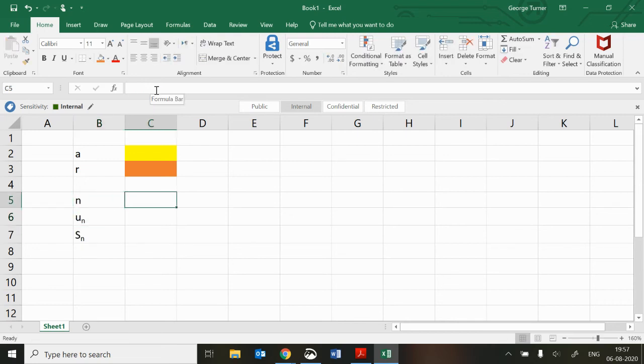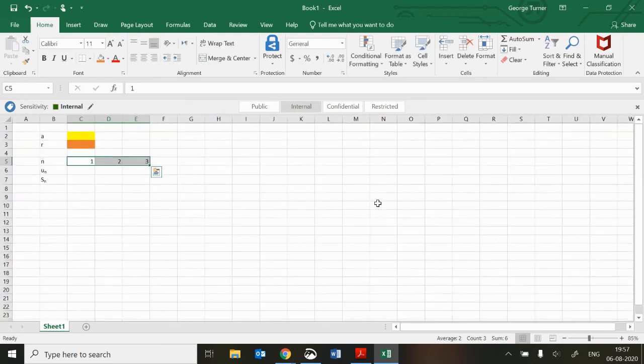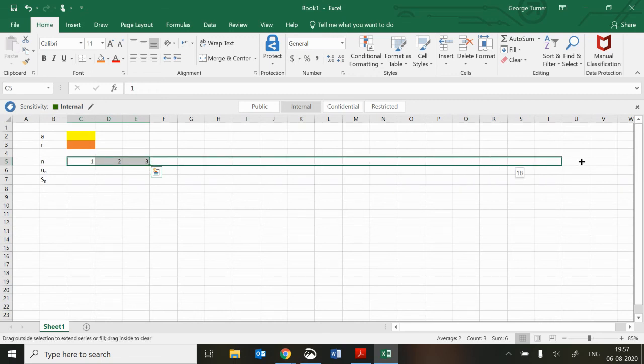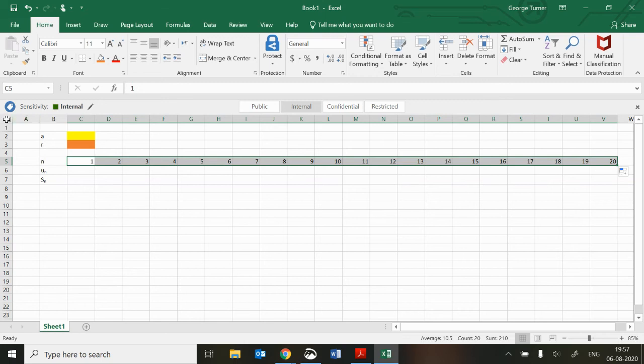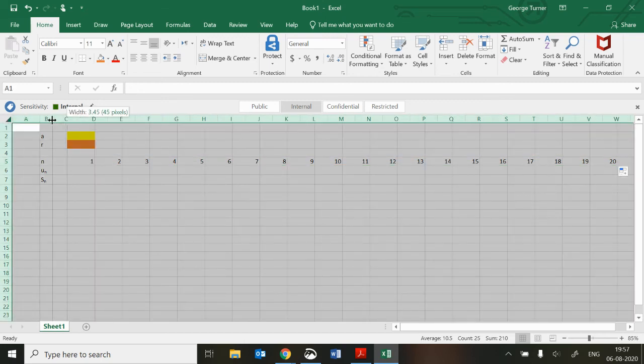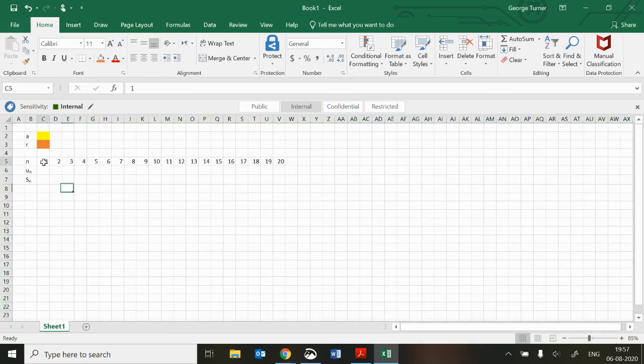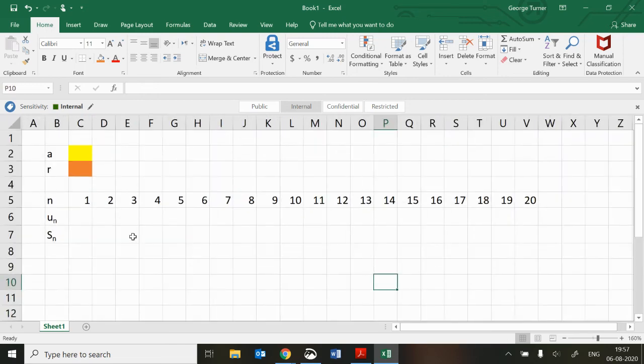Excel's pretty cool. If I put in 1, 2, 3, now you can just make this a bit smaller. If you go to the corner there, you can drag this along. In fact, let's make some of these smaller. Let's just do 20 terms. Okay, make it a bit bigger again.